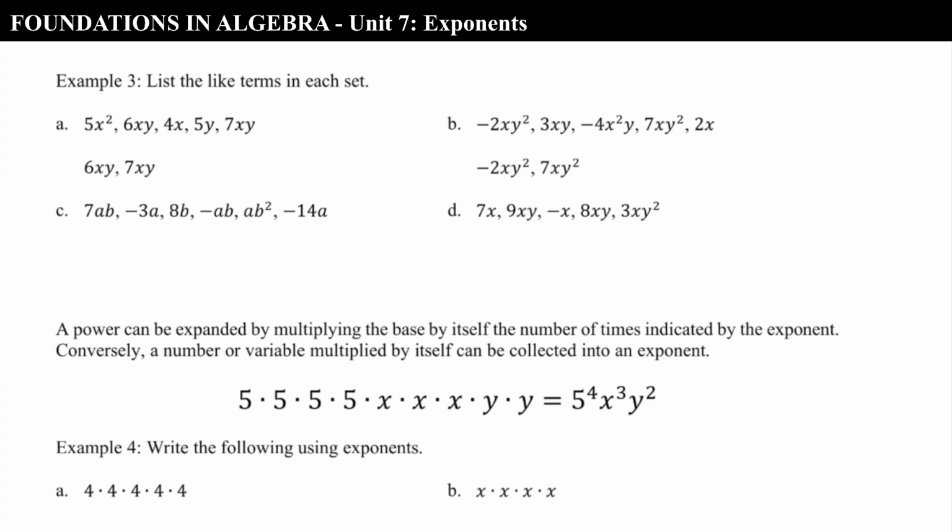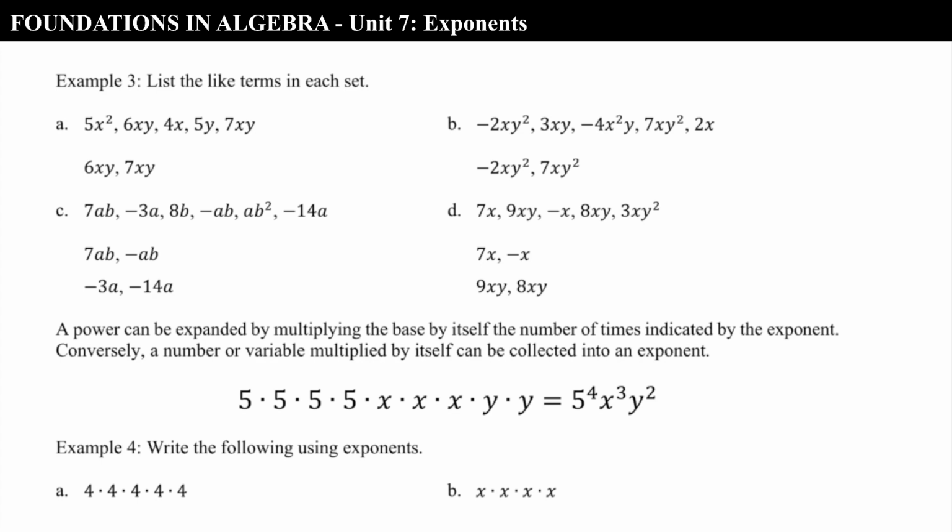For c, we have 7ab. If we look down our list, we have a negative ab, so there's two like terms. Then we have negative 3a. If we look down the list, we also have a negative 14a, so those are like terms. And those are all the like terms that we have in that one. In D, we have 7x. We also have a negative x, so those go together. And then we have 9xy and 8xy, and those two go together.